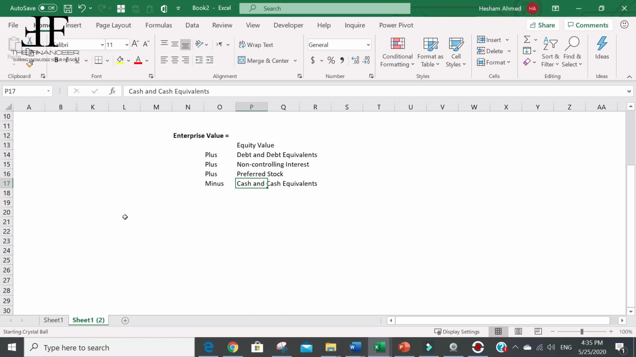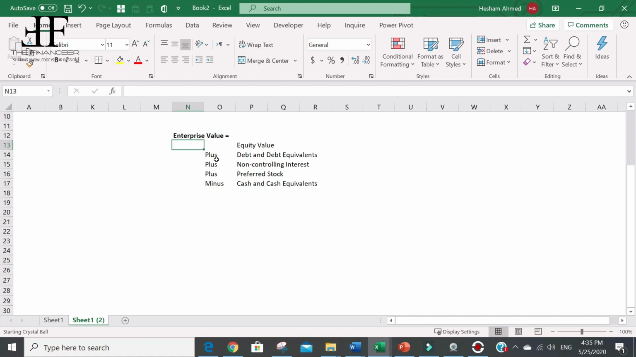Why? Actually, because in the enterprise value we need to consider the value of the operations, and the cash and the cash equivalents, and some other people say also the short-term investments, are not related to the operations or the main operations of the business. So we need to deduct the cash and the cash equivalents. If you consider all of this, you will be able to reach the enterprise value.